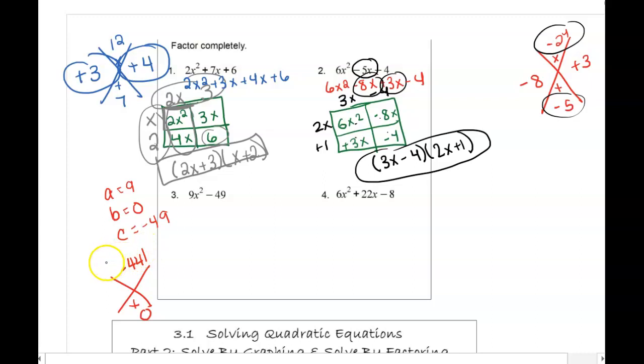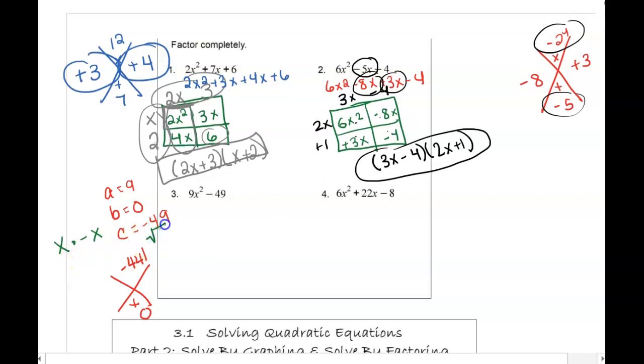So what positive number, so basically x times negative x, is 441? Well, if I do the square root of 441, that gets me 21. Square root of 441 is 21. So 21 times negative 21 is negative 441. 21 plus a negative 21 is 0, so these are my two numbers. Then we can throw them in the box.